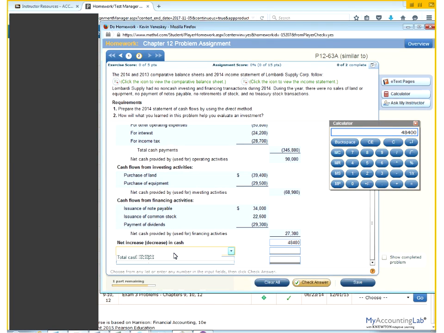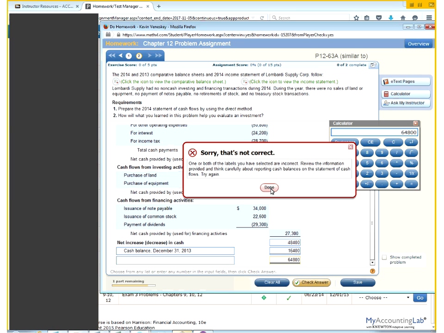positive. Now we add that to my beginning cash for the year, or the end of last year's cash, which is 16,400. Add these two together, 48,400 plus 16,400 equals 64,800. Look at this year's cash, and that does match 64,800.